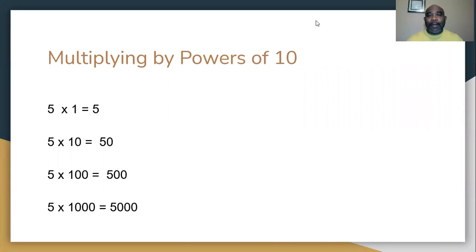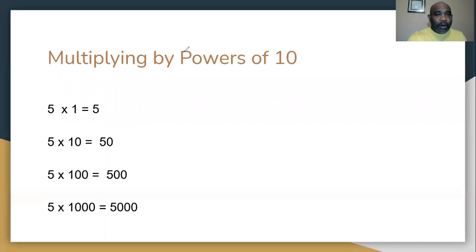So multiplying by powers of 10. Well, let's start with just simple multiplication. 5 times 1 is 5. You know this. 5 times 10 is 50. You probably know that. 5 times 100 is 500. 5 times 1,000 is, of course, 5,000. Now, why am I going through telling you something you already know?